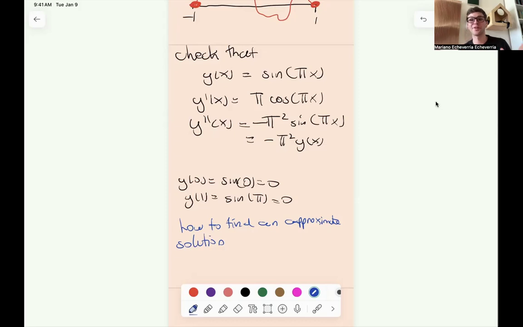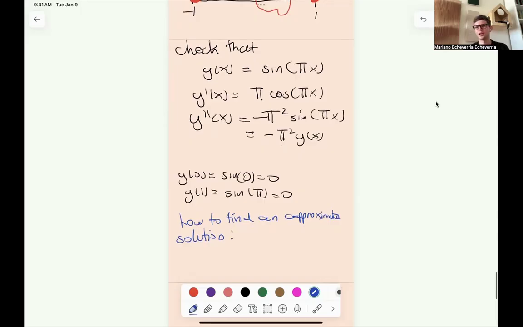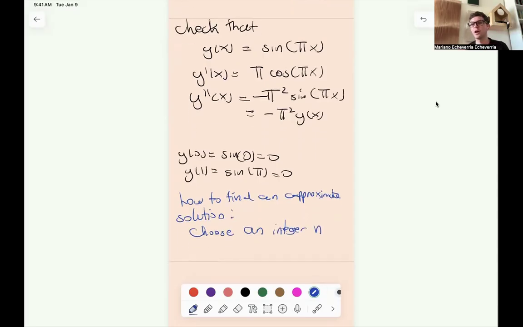Well, so again, because we're working on the interval -1 to 1, that's done on purpose. Then, for example, you could choose the Chebyshev nodes. So one option is you choose a value of n, an integer n, and you find the Chebyshev nodes for that integer.